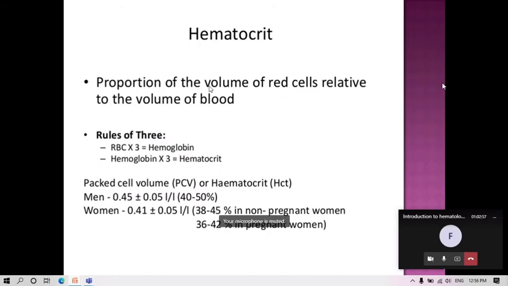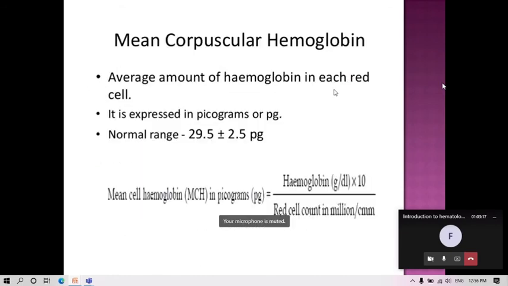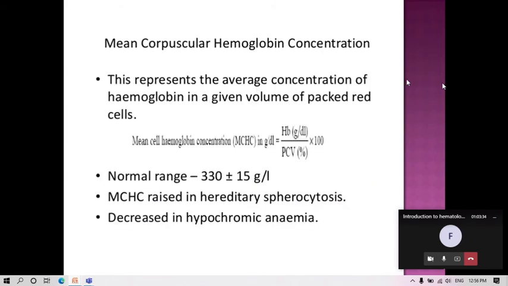See, MCV was the average volume of all the RBCs, while MCH tells you about the average amount of hemoglobin in each red cell, and it gives you values in picograms. So 27 to 33 is the average, and MCHC is the average concentration of hemoglobin. MCHC will be reduced in iron deficiency anemias and thalassemias, while it will be raised in hereditary spherocytosis.